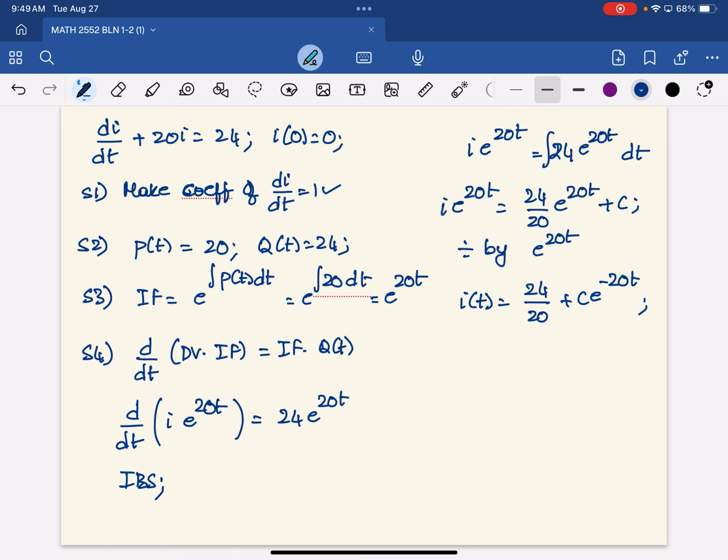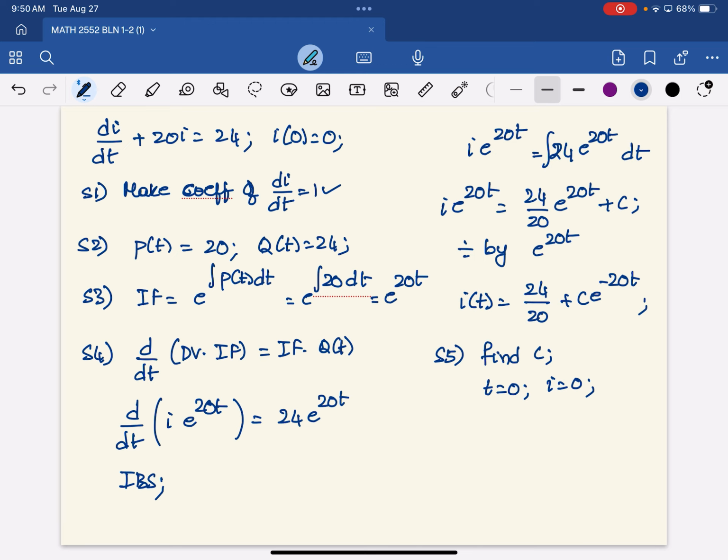So am I done with the problem? What should I do next? What is my next goal? Find the C. Step 5 is to find C. How do I find C? I use the initial value, which tells me that when t is 0, I is 0, because the initial current in the circuit is 0.